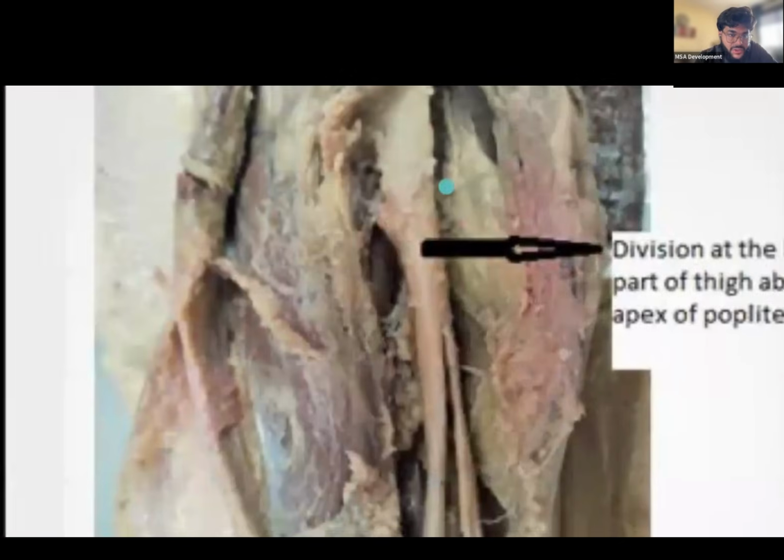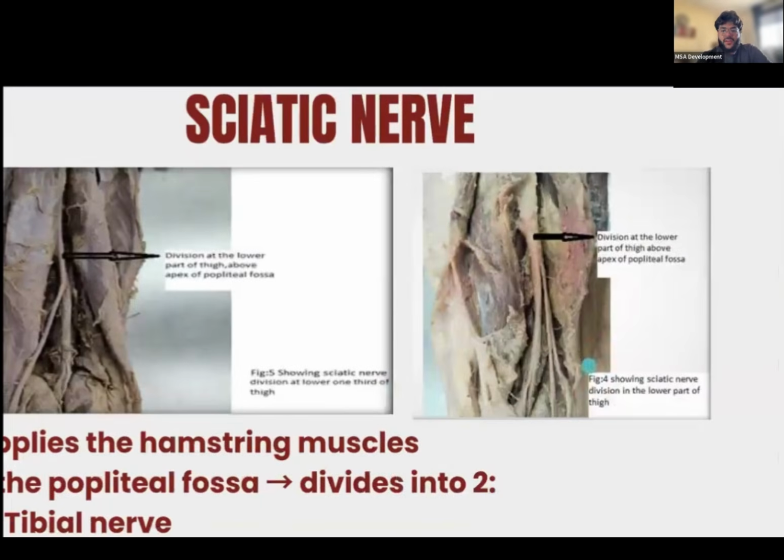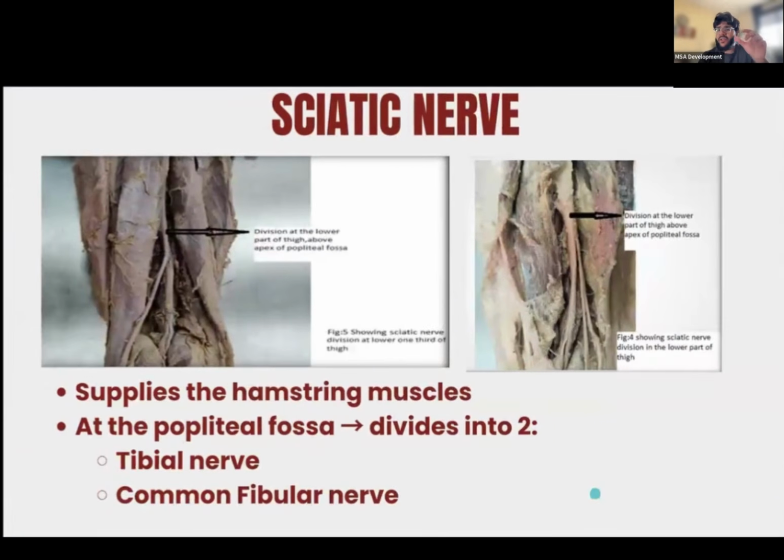As you can see, it's a very large nerve. It exits under the piriformis, and that's all you need to know about the sciatic nerve. Remember, it's a very thick nerve. It's the thickest nerve in your body, in fact, and it's very obvious on the cadaver, so you should not have an issue identifying it.